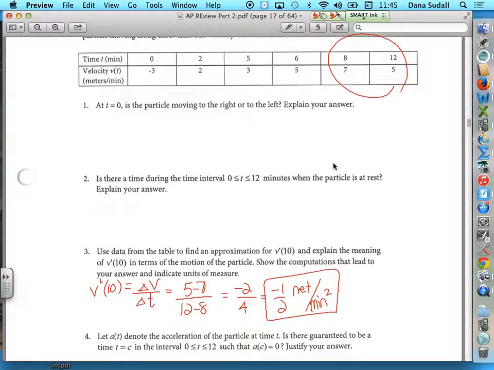And then it says explain what that means. That's going to be our average acceleration on the interval from 8 to 12. So from when time is 8 to 12. So that's part 3. And then number 4 asks about the acceleration of the particle. Is there guaranteed to be a time c in that interval where the acceleration is going to be 0?